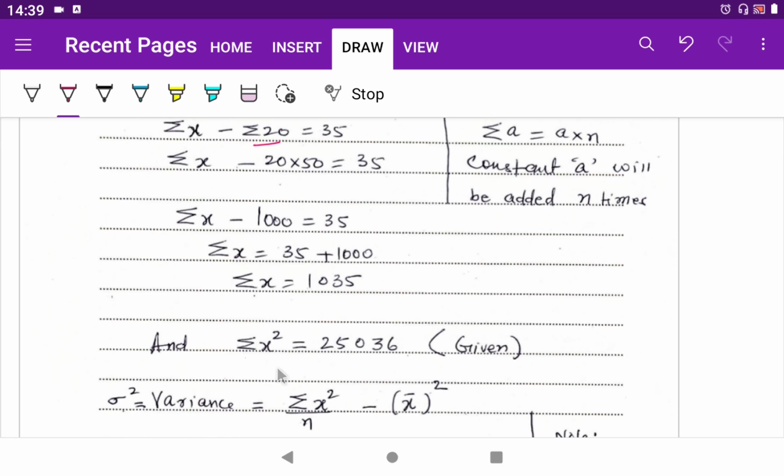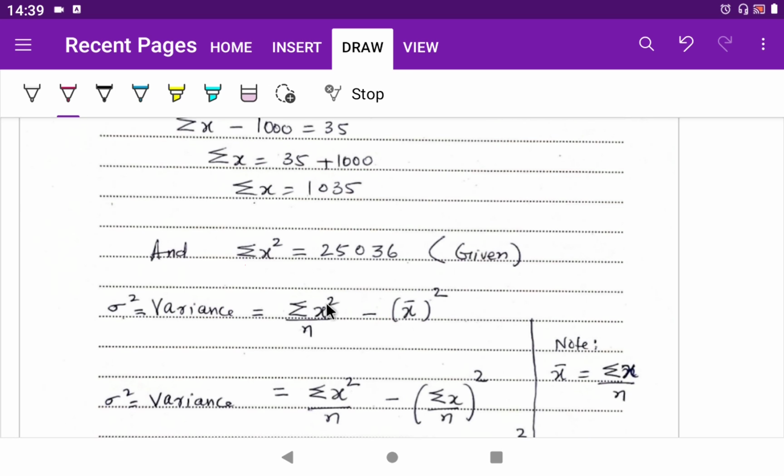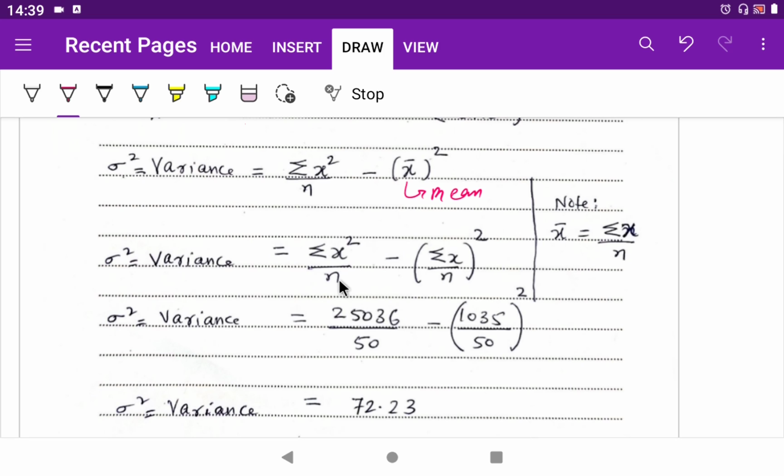So the variance formula is summation x square upon n minus x bar square. This is the mean, and the mean formula is summation x upon n. So variance sigma square is equal to summation x square upon n minus summation x upon n whole square. After substituting the values, we get 25,036 upon 50 minus 1035 divided by 50 whole square, and after calculation we get sigma square, or variance, as 32.32.